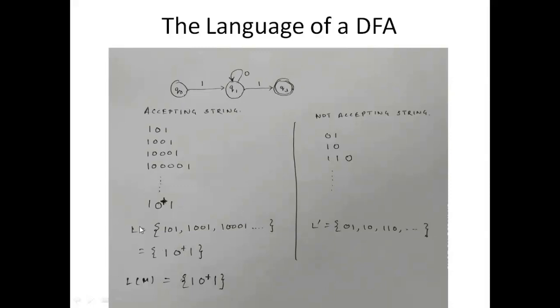So the collection of all those strings which are accepted by this DFA makes the language of this machine. So the language of this machine is 1 0 plus 1.